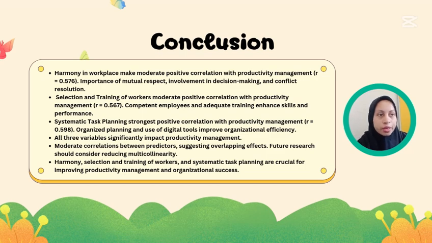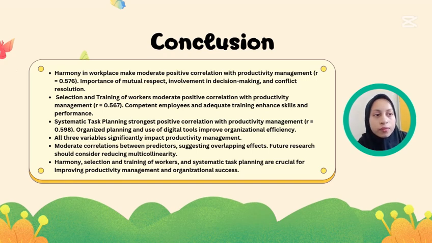Conclusion: Harmony in the workplace has a moderate positive correlation with productivity management, at 0.576, highlighting the importance of mutual respect, involvement in decision making, and conflict resolution. Selection and training of workers has a moderate positive correlation with productivity management, at 0.567. Competent employees and adequate training enhance skills and performance. Systematic task planning has the strongest positive correlation with productivity management, at 0.598. Organized planning and use of digital tools improve organizational efficiency.